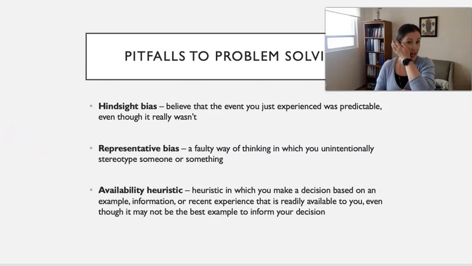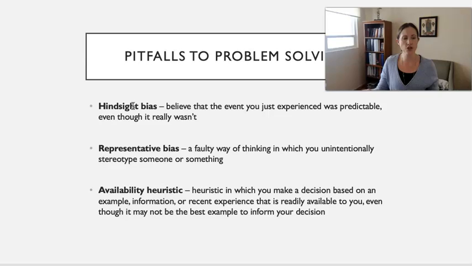Okay, now one more bias, and then we'll get into the two types of heuristic, because your book calls it representative bias. I consider that a type of heuristic. But first, hindsight bias. Hindsight bias is when you believe the event that you just experienced was predictable, even when it really wasn't. This is the Monday morning quarterback idea. The famous example of this has to do with football. The 1985 Super Bowl was between the 49ers and the Dolphins.